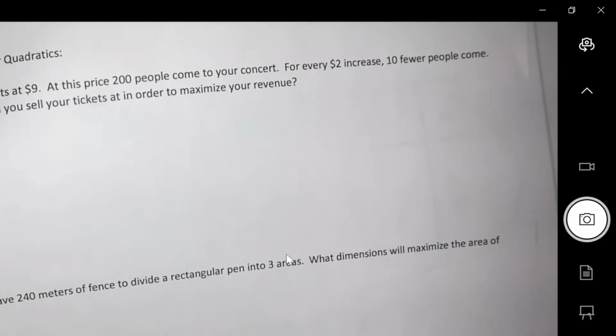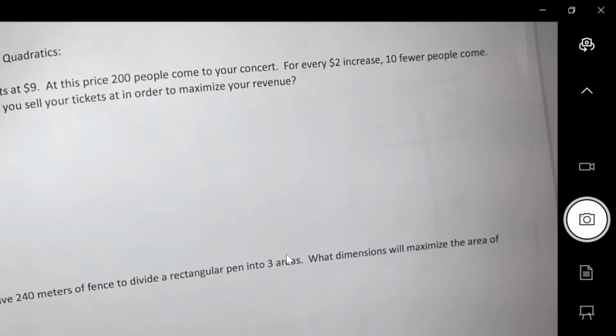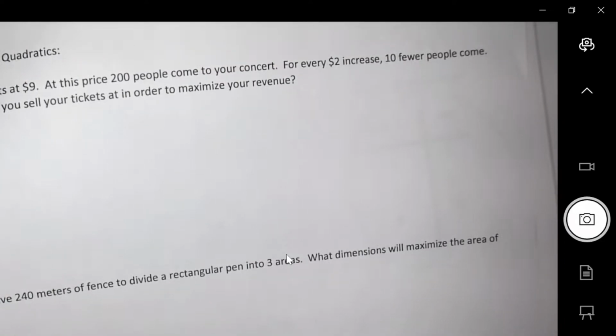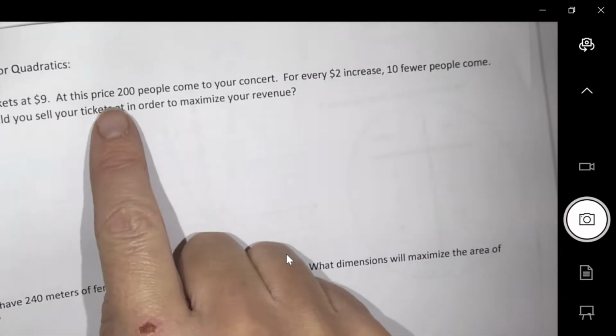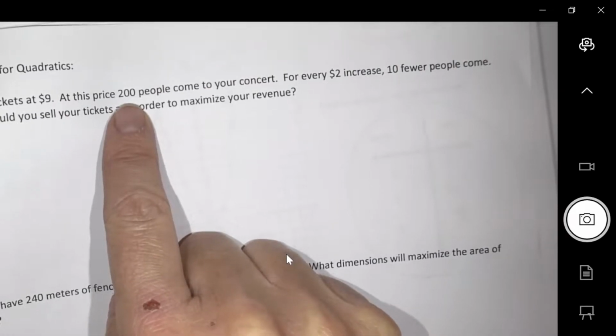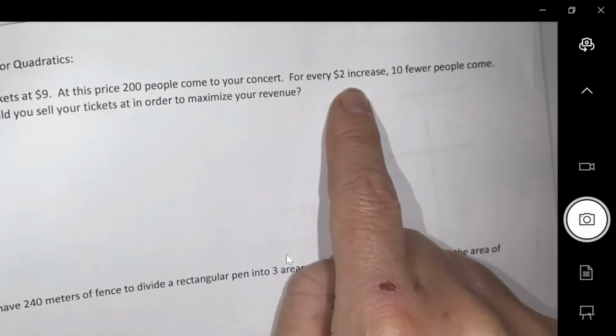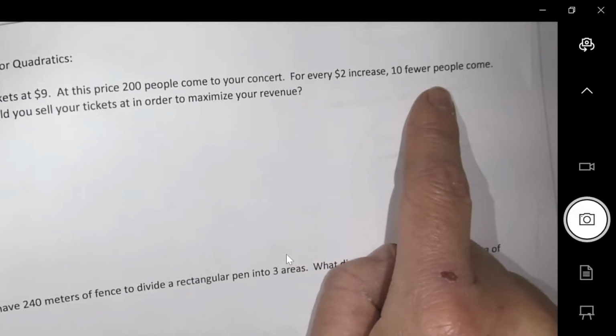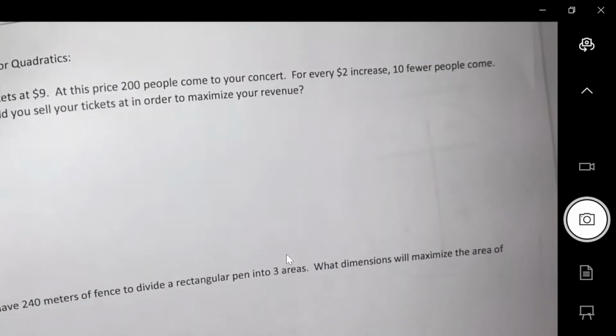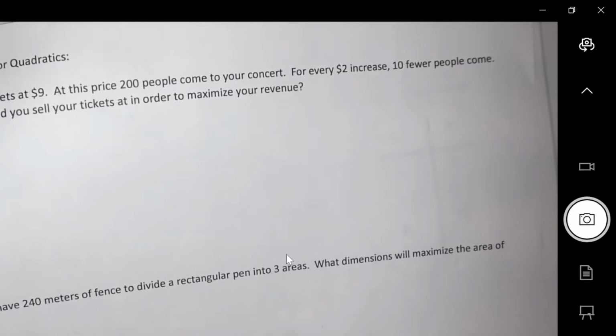Problems. We are going to make our own equations, but once we have an equation, we know how to solve this now. But this is the tricky part: how do we make our equation? Okay, so this says you sell tickets for a concert for $9 and 200 people come. For every $2 increase in that ticket, 10 fewer people are going to come to your concert. So what we're trying to do is figure out the price to sell those tickets at, because we want to get our max revenue out of the situation.